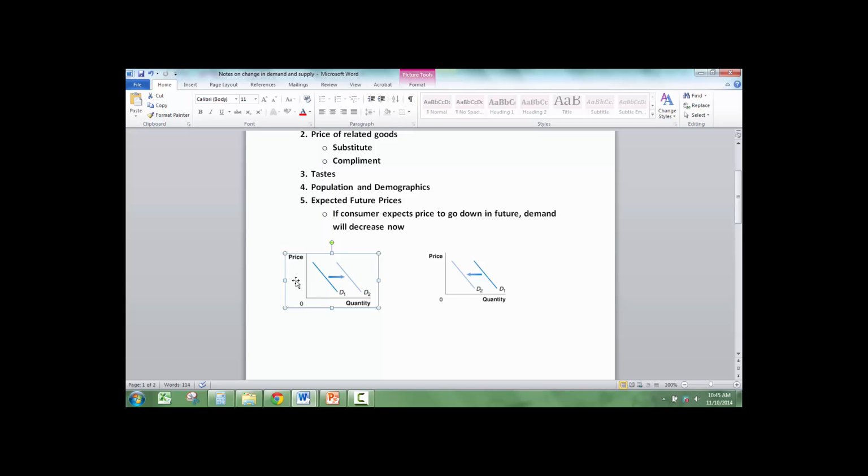So this is a copy of a demand curve moving outward or shifting right. This is an increase in demand. And this is a copy of a decrease in demand, or shifting left.